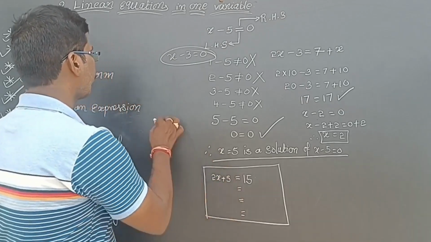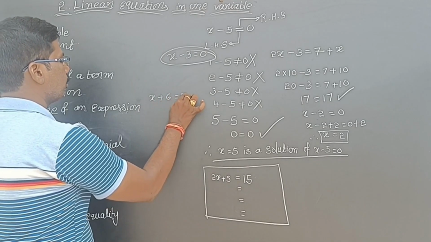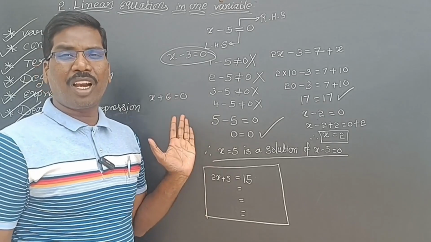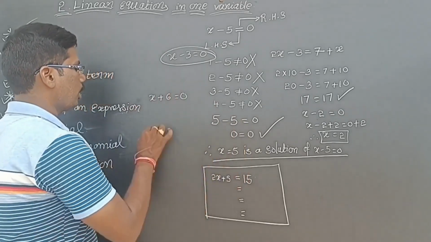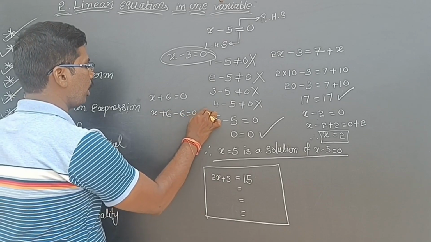One more thing we will say. x plus 6 is equal to 0. Subtracting the same number on both sides, that is the second method. See here, x plus 6 minus 6 is equal to 0 minus 6.